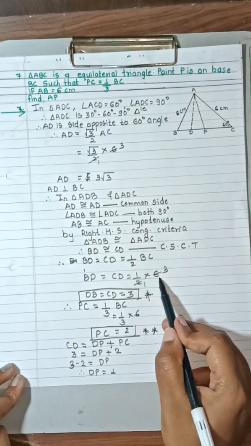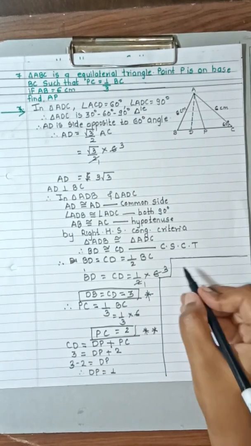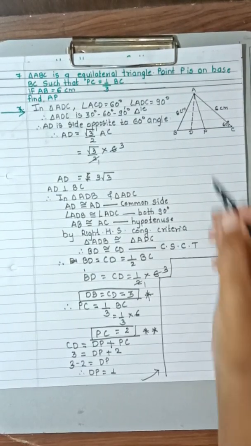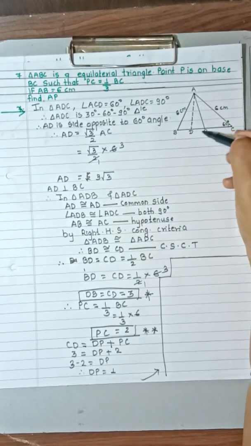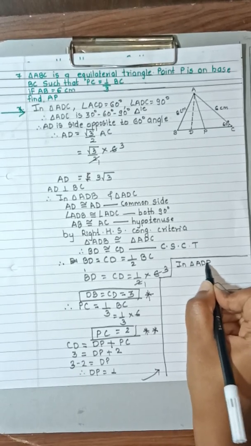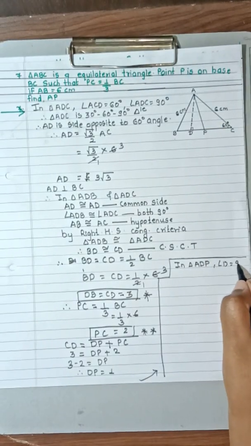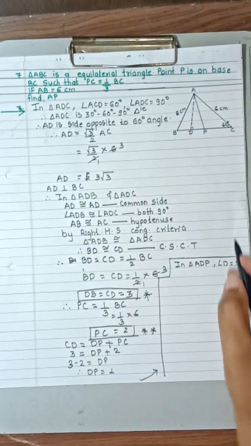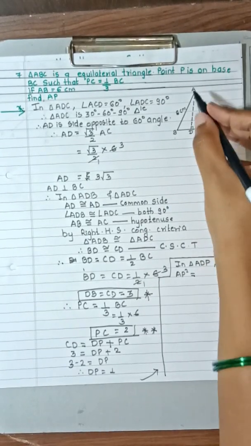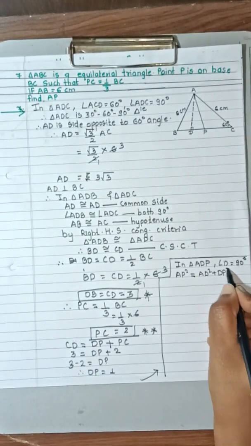Okay children, I'll write down here as I'm not having sufficient place. Therefore children, in triangle ADP, this small triangle you can see here, angle D is how much? Angle D is 90 degrees. Therefore, by applying Pythagoras theorem, AP will be the hypotenuse. Therefore, AP square is equal to AD square plus DP square.